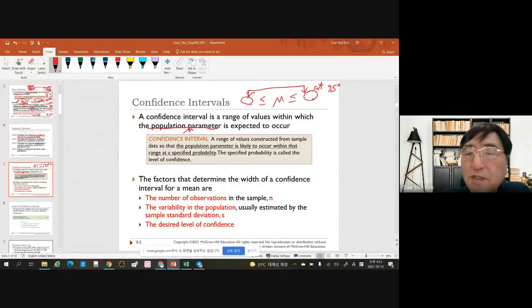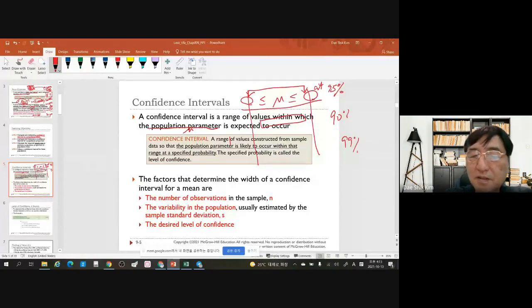The most widely used is the 95% confidence level. For example, if the 95% interval is like that, how about the 90% confidence interval? It is narrower. How about the 99%? The range could be wider and wider.